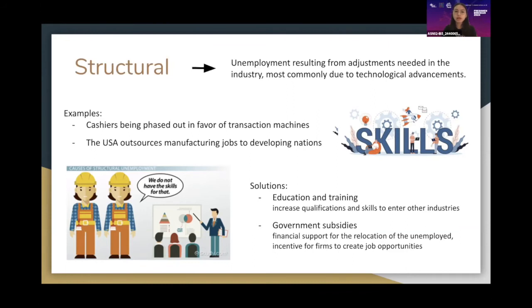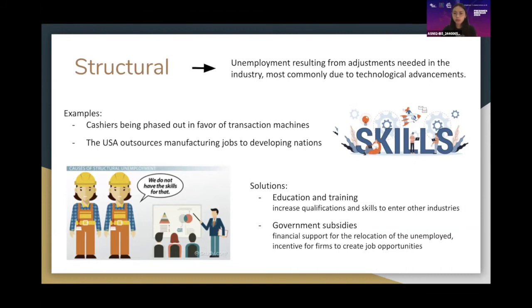An example of this is how cashiers are slowly being phased out in favor of transaction machines, because machines don't need to be trained and they don't have work schedules and they're more easily controlled. So that creates competitive advantage and cuts costs for the company. Another example is how the USA outsources manufacturing jobs to developing nations. They take advantage of lower costs of labor, and outsourcing their jobs also allows for easier globalization of the company because it's easier to distribute, and other benefits. So these are all examples of structural unemployment.